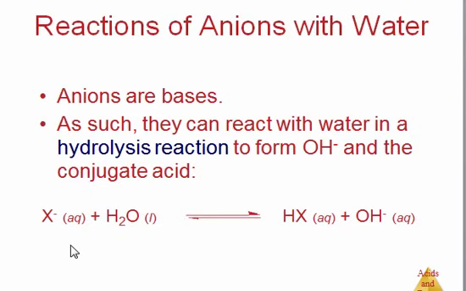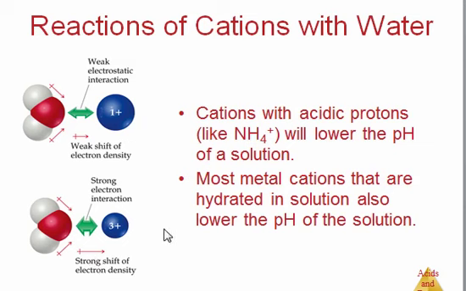So let's look at anions first. Anions are bases, and as such they react in this hydrolysis reaction in the typical way that bases react with water when they dissolve in water. This anion is going to accept a proton from water. That's the Bronsted-Lowry definition of a base. And then it's going to form the conjugate acid and hydroxide. And so by forming more hydroxide in solution, it affects the pH and also fulfills the definition of a base for the Arrhenius definition.